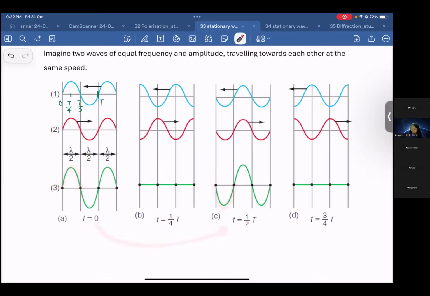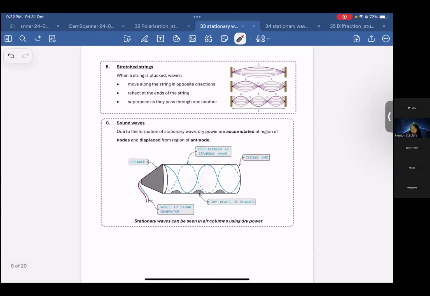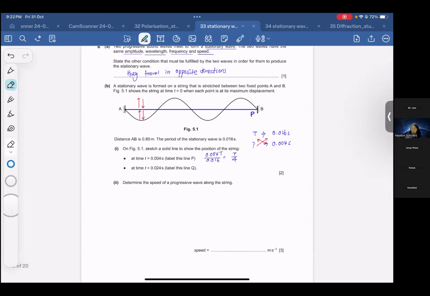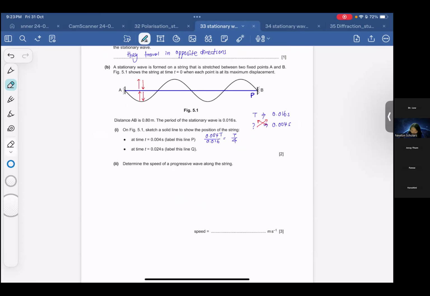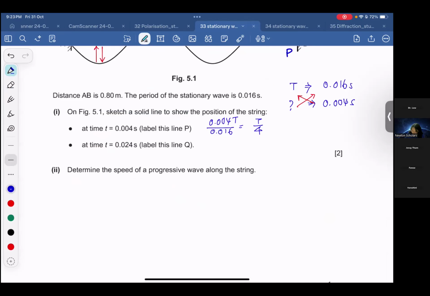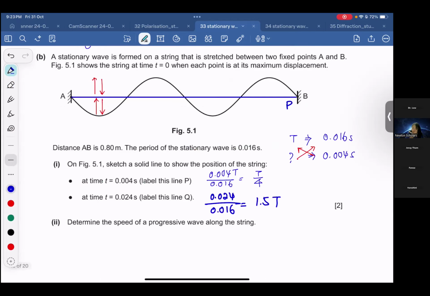Okay, upside down. The pattern will be upside down. So here, we come back to our past year question. 0.024 divided by 0.016 actually is 1.5 T. The 1 is already a repeat of the pattern. The most important thing is we need to think about the 0.5 T. So 0.5 T means half T. So for example, here, going up is 1 over 4. Going up again is 1 over 2.